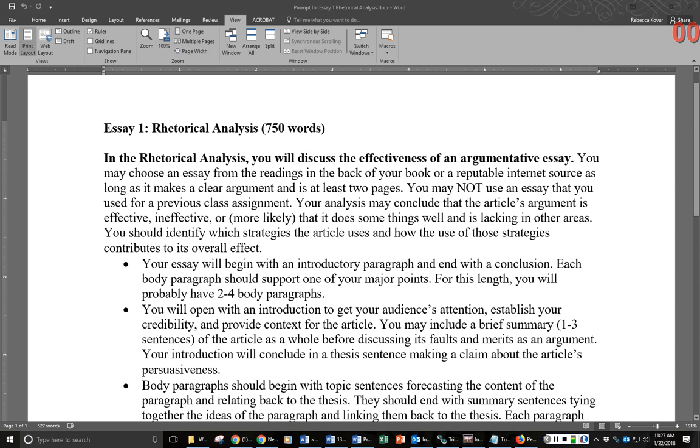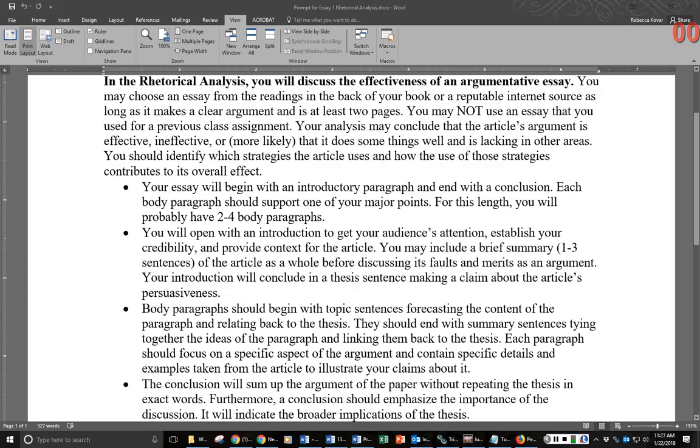So what you're going to be ultimately concluding about your source is whether it is making an effective argument, an ineffective argument, or most likely you're going to be pointing out what strategies it uses well and where it's lacking. So when you start your essay, you'll begin with an introduction and with a conclusion, as you will with all your essays, and then have body paragraphs that support your major points. For this kind of essay, you'll probably have 2 to 4 body paragraphs. Please do not feel like you have to stick to a 5-paragraph model.